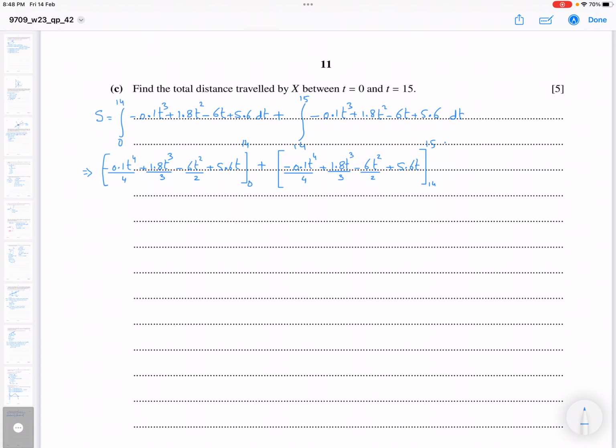Now for the first portion, I have to write upper limit minus lower limit. So upper limit is minus 0.1 times 14 power 4 over 4 plus 1.8 times 14 power 3 over 3 minus 6 into 14 power 2 over 2 plus 5.6 times 14. This is upper limit, minus now lower limit. So minus 0.1 times 0 power 4, so everything is 0. So this would be gone.